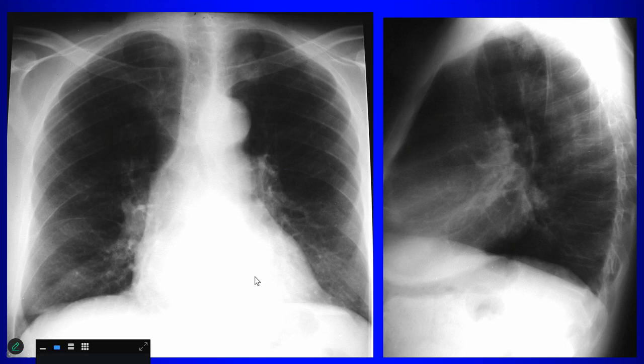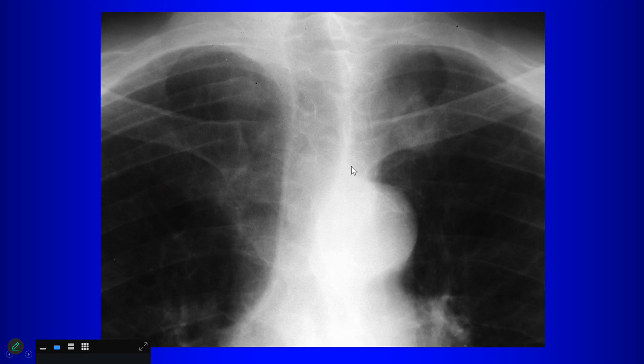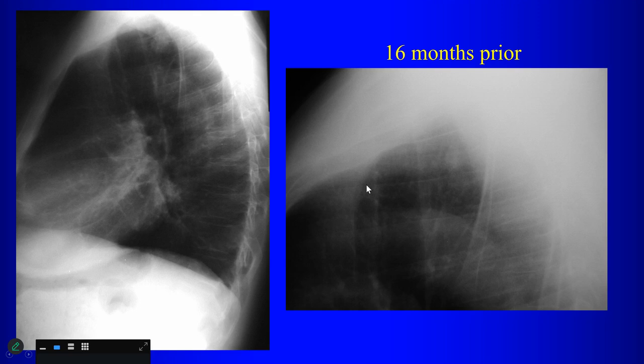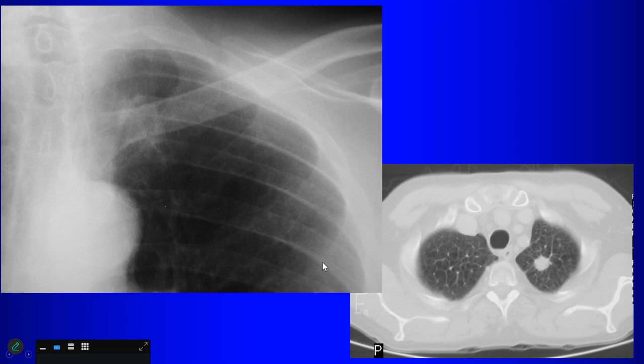Anything here? Upstate fence. Yes, right there. Something up there, and you see it on the lateral, by the way. Yeah, right behind the trachea, right up there. There it is. Right? There's something up there. 16 months prior, look at that tracheal region. Maybe, but it looks smaller if it's there. And that, of course, was a cancer.